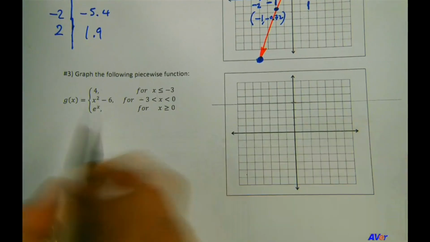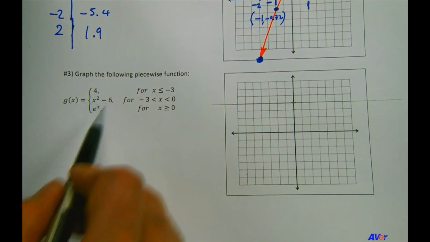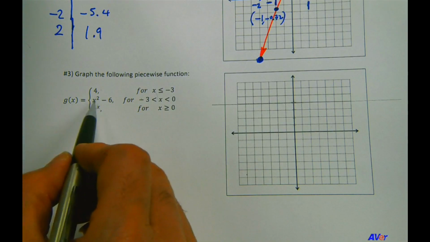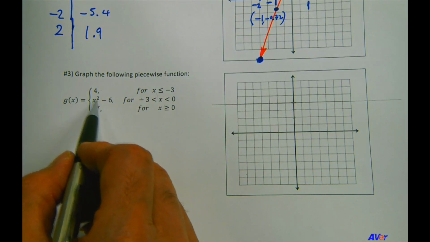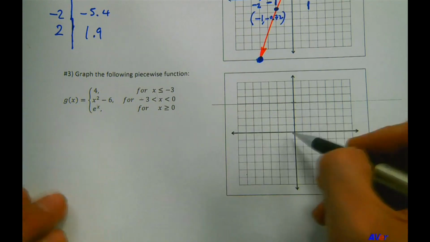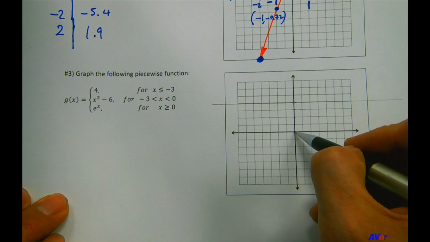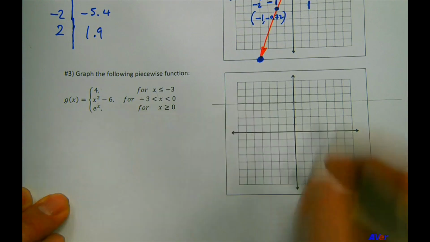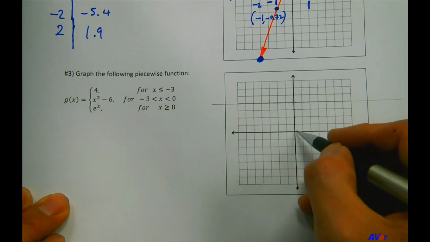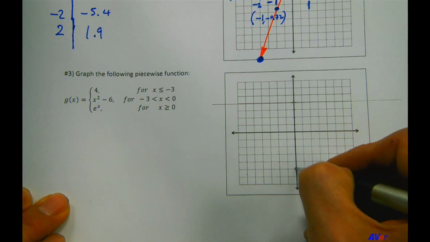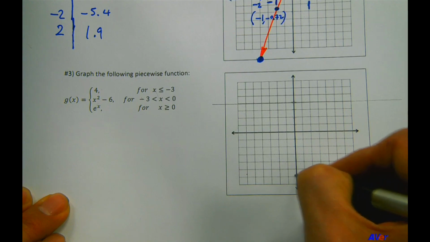Okay, let's graph x squared minus 6. We learned about transformation of functions, so this should not be very difficult for us to graph. x squared itself has its vertex at the origin, but this is x squared minus 6, so it's shifted down 6 units. So 1, 2, 3, 4, 5, 6, right there.